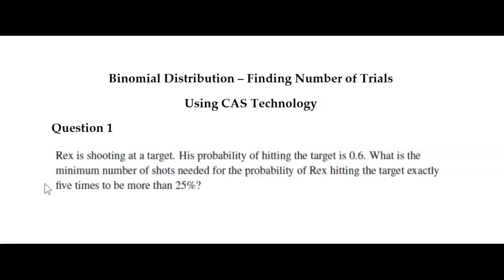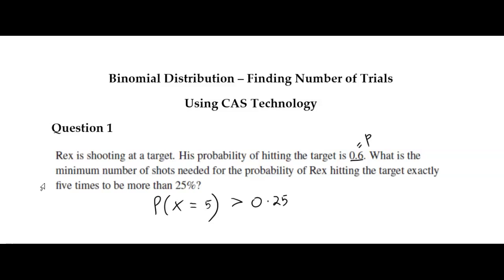Question number one is talking about Rex shooting at a target. His probability of hitting the target is 0.6, right? So that gives us the information about the probability of success. So the probability of success is equal to 0.6. What is the minimum number of shots needed for the probability of Rex hitting the target exactly 5 times to be more than 25%? So basically they're asking us to find what is the chance of him hitting the target exactly 5 times, and its probability needs to be greater than 25% or 0.25, right?